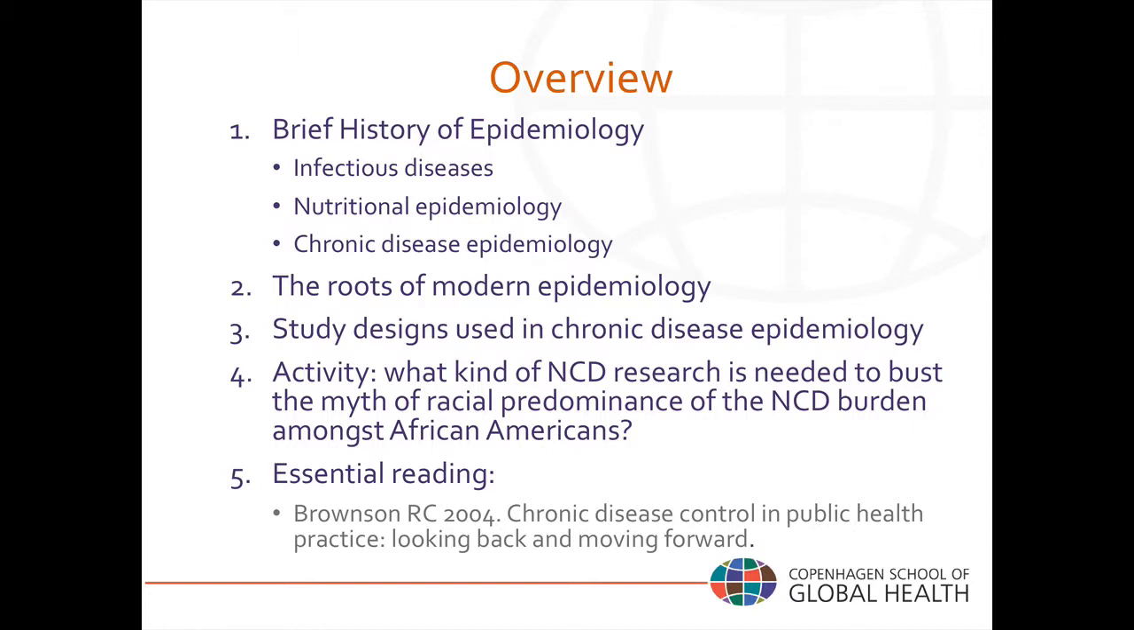Now this topic first introduces or gives a brief history of epidemiology, starting from the infectious diseases, then nutritional epidemiology, then we come to NCD, so chronic disease epidemiology. Then we look at the roots at the bottom of modern epidemiology as we have it as a science today. And I give you a list of the different study designs used in chronic disease epidemiology, as you will come across them throughout the course. We have at the end of this module an activity to be done by you, and I listed one essential reading you will find in our resource files.